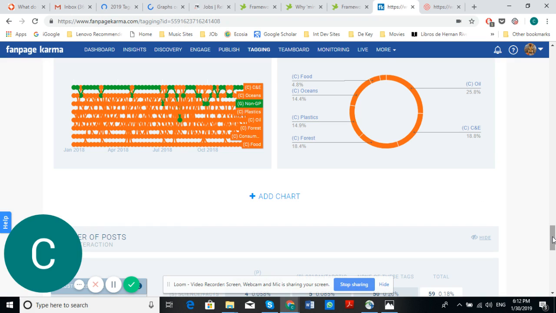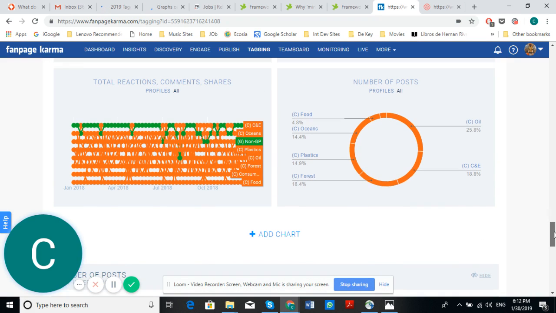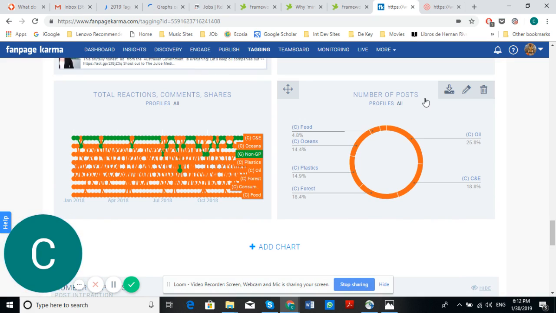So this generates your donut graph here. You see your KPI, number of posts, is in the title. And then you have percentages. And these represent the share of each of these tags. So oil represents 25.8% of posts for 2018, whereas climate and energy represents 18.8%, and so on.